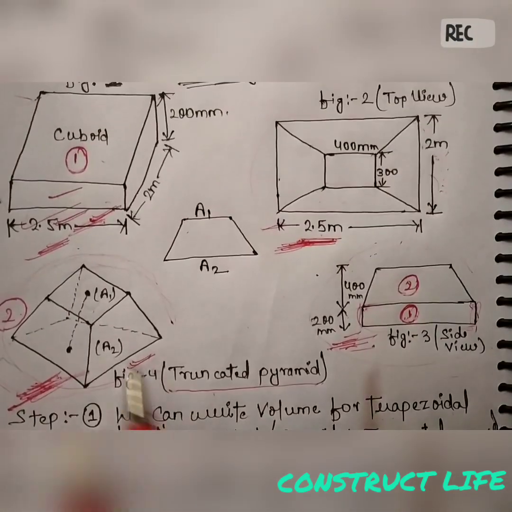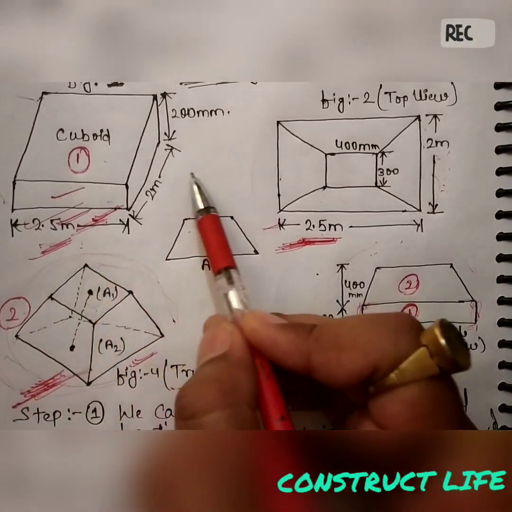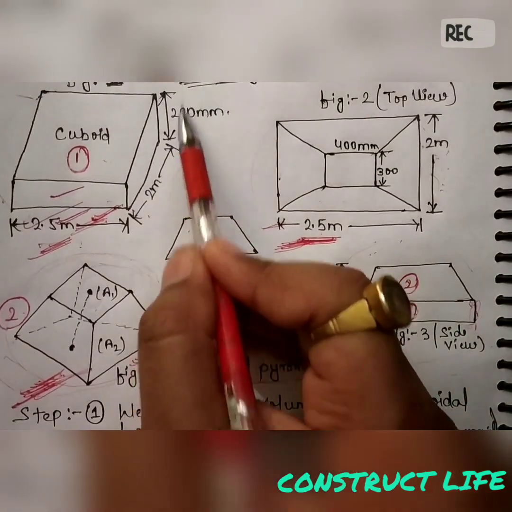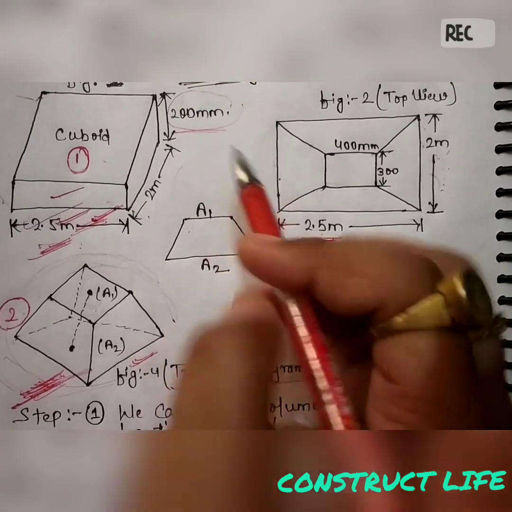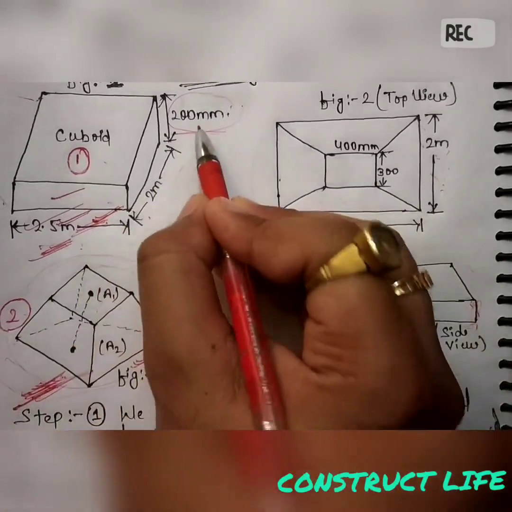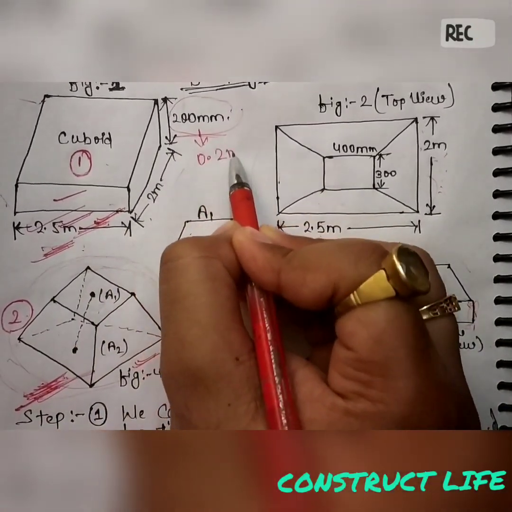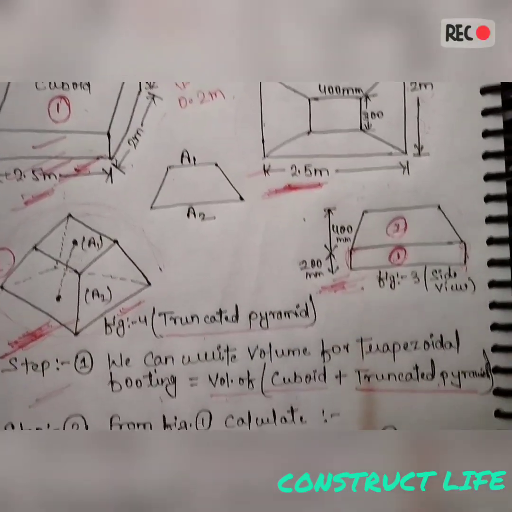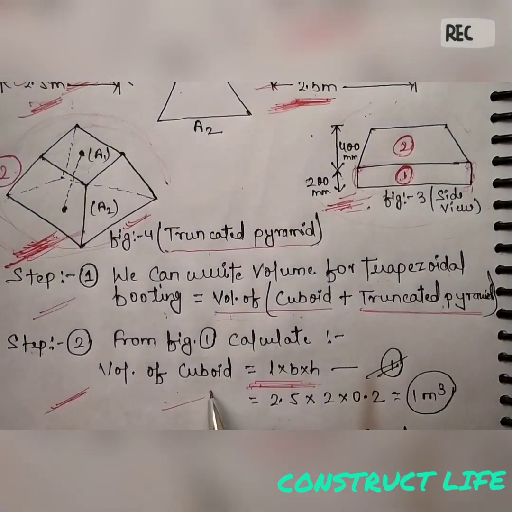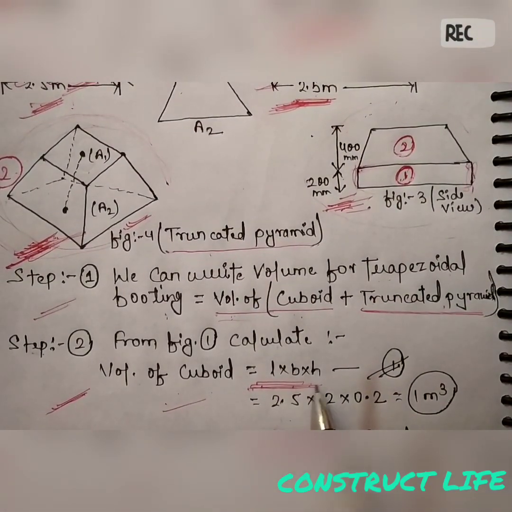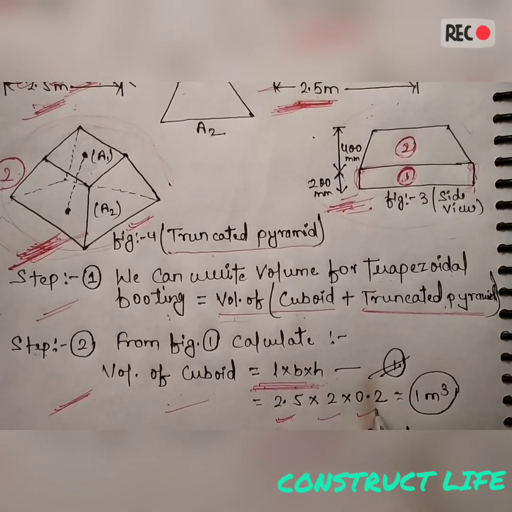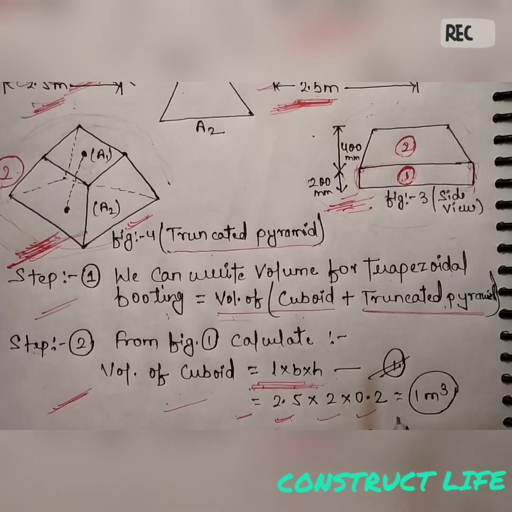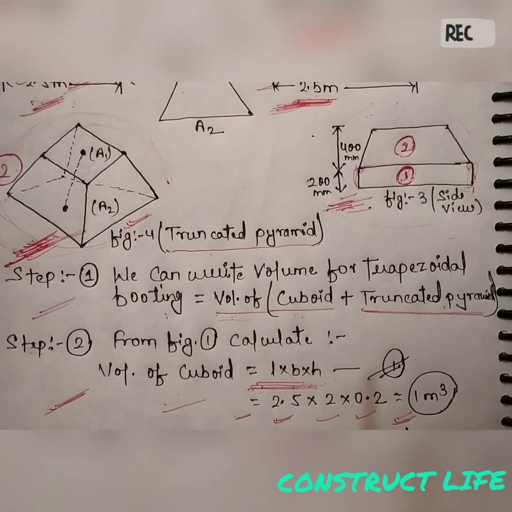Here the length is 2.5 meter, width is 2 meter, and the depth is 200 mm. I have converted this 200 mm into meter, and it can be written as 0.2 meter. So let's see. The volume of the cuboid is equal to L into B into H, equals 2.5 into 2 into 0.2. By calculating this, we will get 1 meter cube of volume.